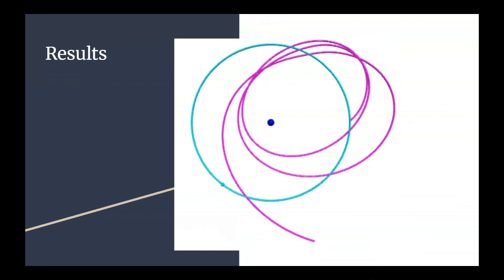The result was a diagram that looked kind of like this, where you can see the purple line is the ship orbiting around the planet, and its orbit being affected by the gravity from the moon as well.